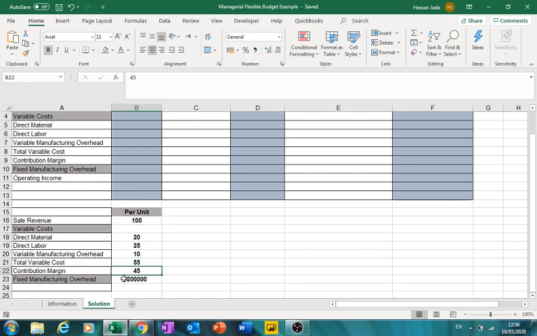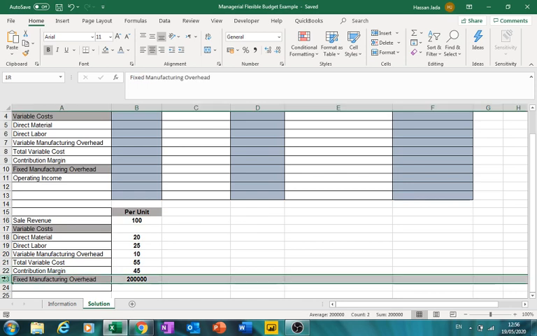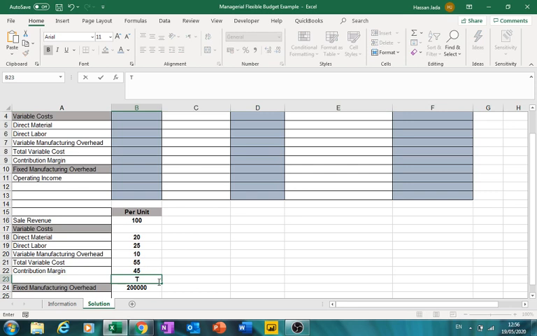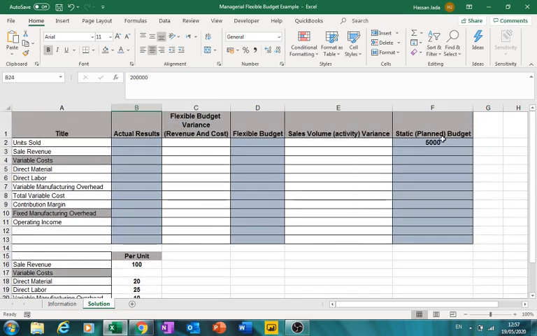We have 45, and fixed manufacturing overhead in total. Here we have total, not per unit. Here we can insert and set total for the fixed manufacturing overhead. Okay, total 200,000 JDs. We will use these data to prepare a static budget, and then we want to compare the static budget with the flexible budget and actual results.